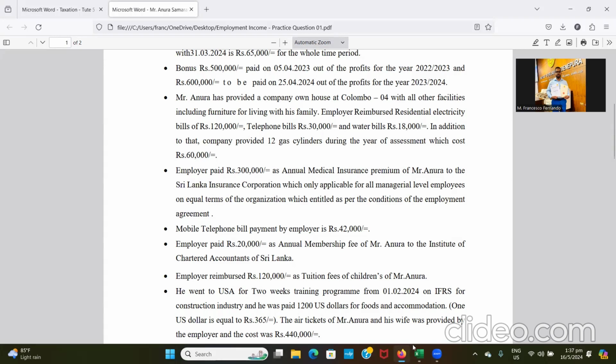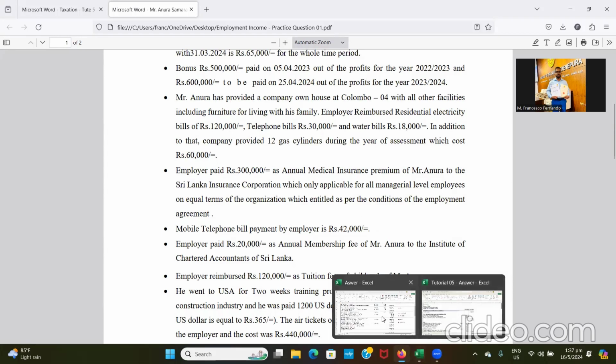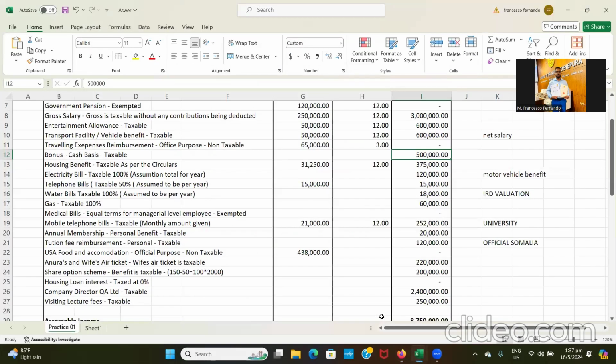So I will start with that adjustment since it is easy. I don't think there is a rule we must follow. If in one adjustment they have given five items together, that is not a rule. We can do it the way we like. So electricity bill 100% taxable, the reason being there is a circular, IRD rules. Telephone bills 50%, water bills 100%, and gas 100%.